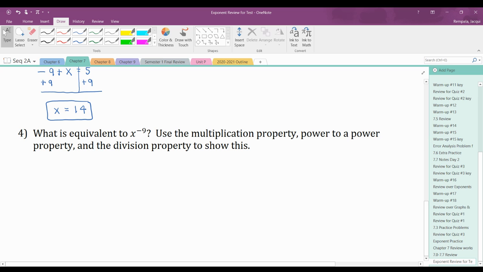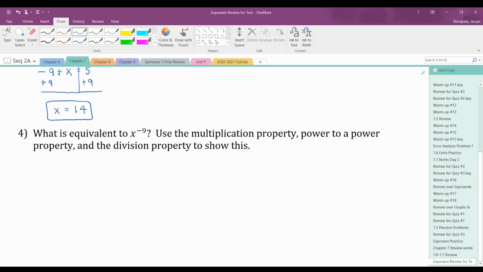One more problem. It says, what is equivalent to x to the negative 9th power? We're going to use the multiplication property, power to a power property, and the division property to show this. Remember, we talked about what equivalent means in one of our warm-ups in the past. Equivalent means that it's going to equal.